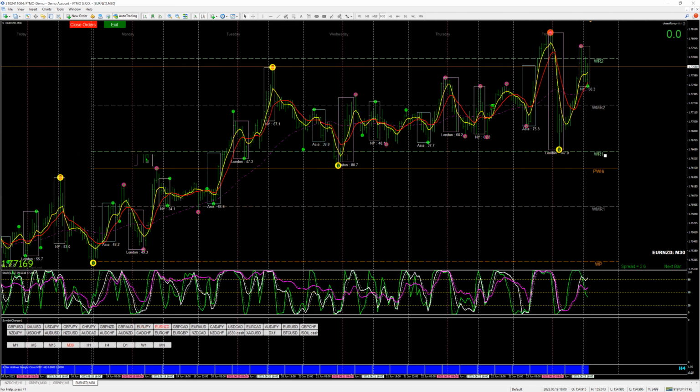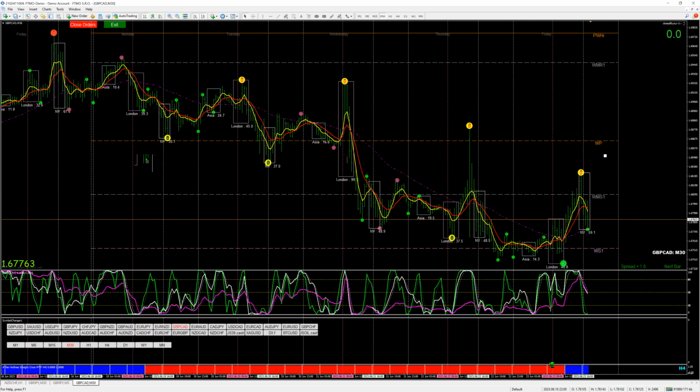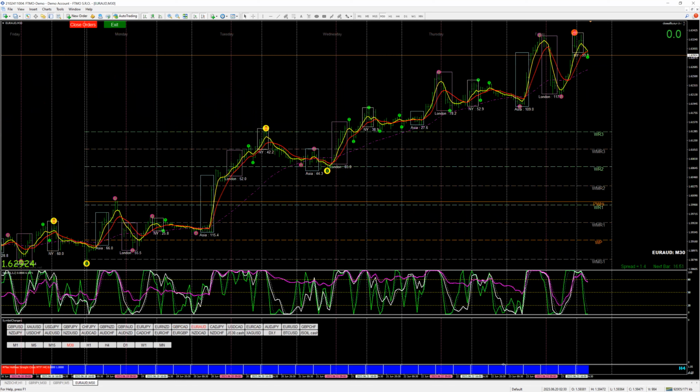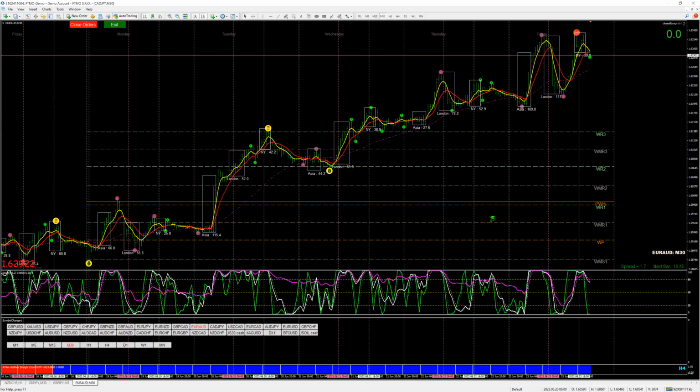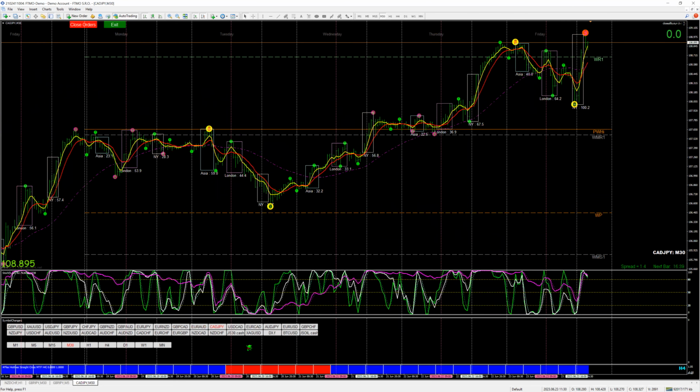Euro NZD. There was no setup because this is long. There's no long setup. Pound CAD is a short, but there was no setup. Euro Aussie. Looking for a long setup, and that would have happened here, but not for the European session. CAD yen. Again, looking for a long setup, there's nothing here.